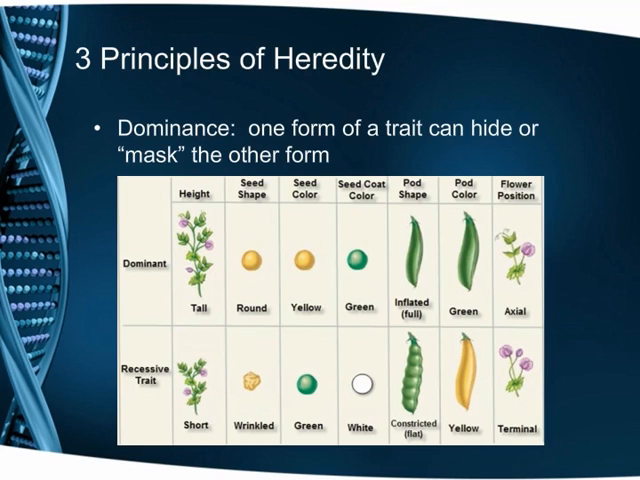You will see in the chart some examples of this in pea plants, which is how Gregor Mendel did his work. Tall is the dominant trait. Short is what we call the recessive version. Round seeds is the dominant, wrinkled is the recessive, and so forth. The dominant traits, when they are present, can hide, mask, cover up the recessive trait.